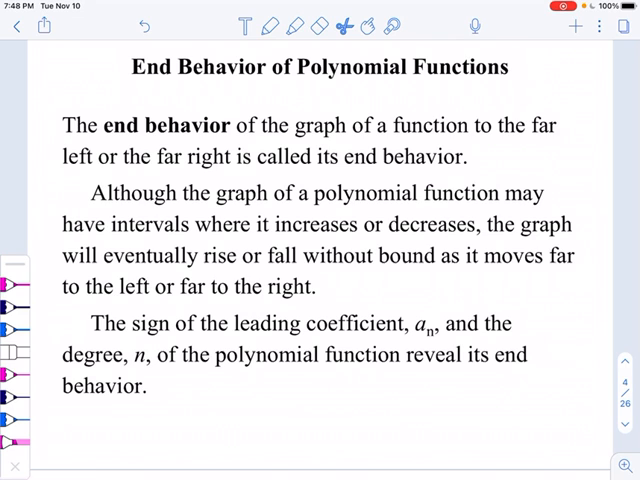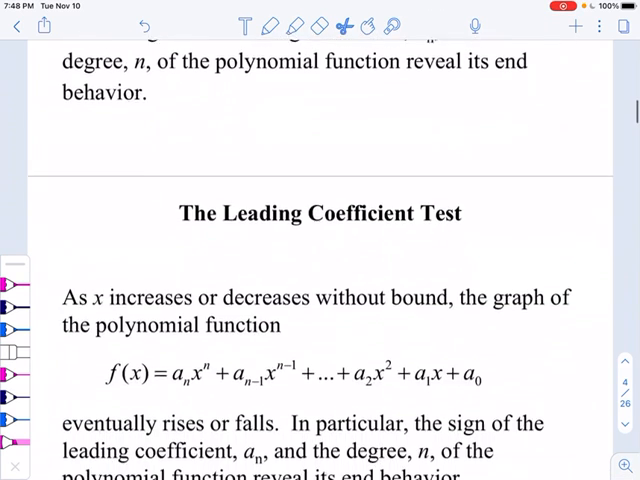It says, although the graph of a polynomial function may have intervals where it increases or decreases, the graph will eventually rise or fall without bound as it moves far to the left or far to the right. The sign of the leading coefficient, a sub n, and the degree of the polynomial function reveal its end behavior. So we are going to pay attention to the sign, and we are going to pay attention to the degree to tell us what's happening with those end behaviors.